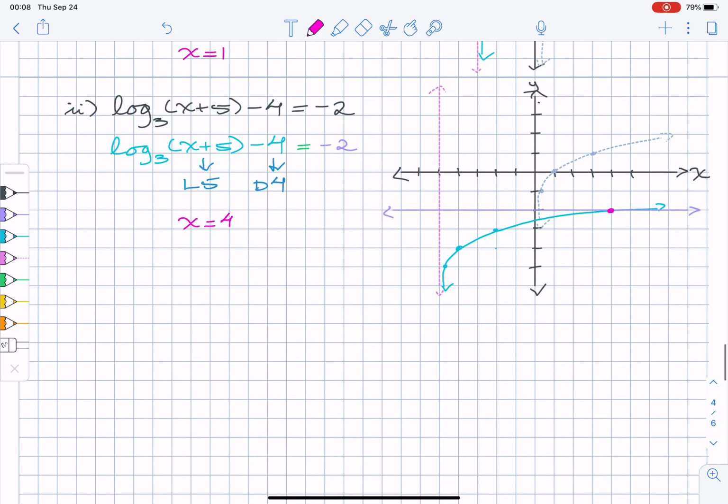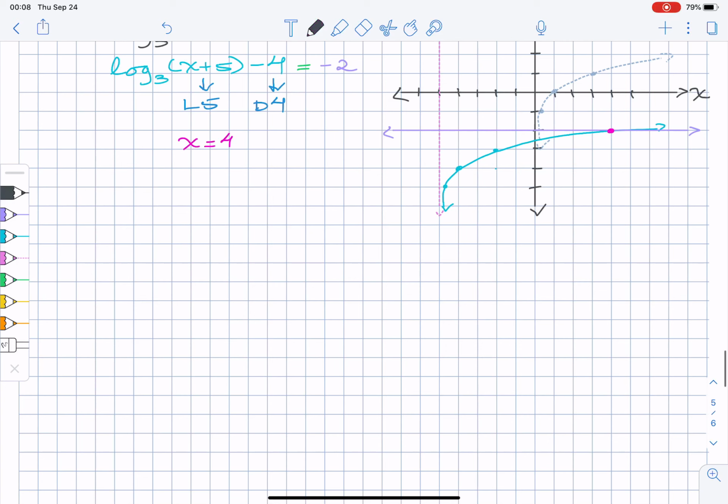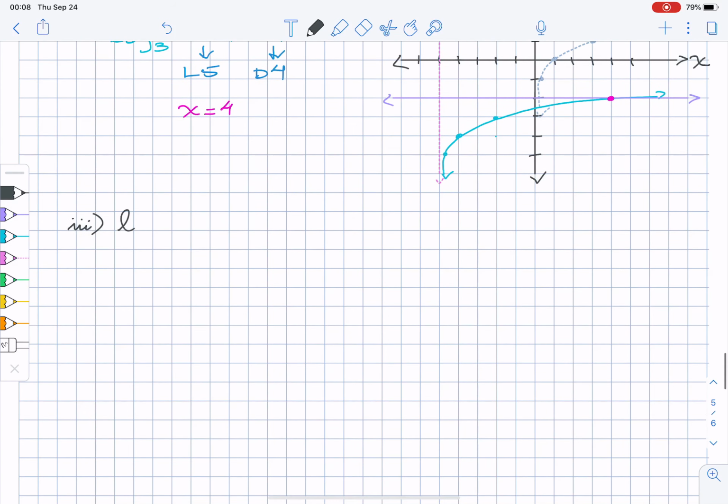Okay, and we could solve that. Okay, so number 3, last but not least, I'll have this be the last one for this section. Let's do log base 1/2 of quantity 3 minus x is equal to log base 1/2 of x minus 2.